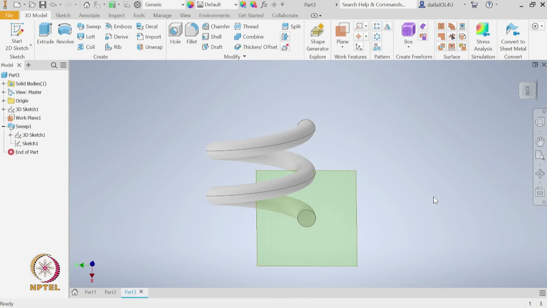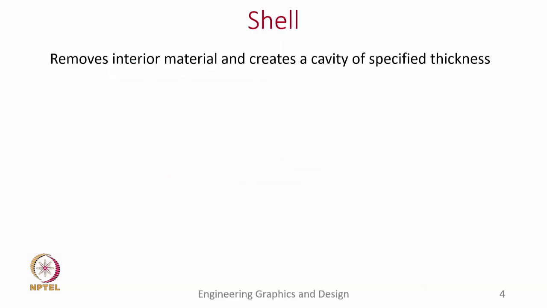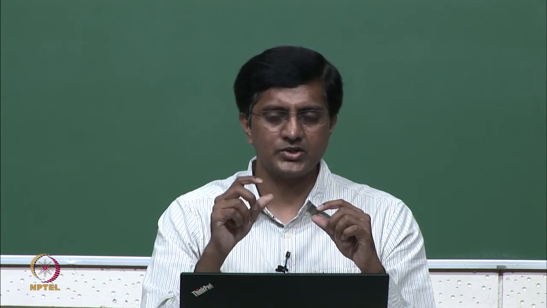Okay. So, now let us move into the next topic, which is shell command. So, what does a shell mean? It is like a hollow cavity. So, that also can be created using our part modeling module of the Inventor software. Using this command, you can remove the interior material from a solid which we have created and then create a solid which is of either uniform thicknesses or which takes a specified thickness.